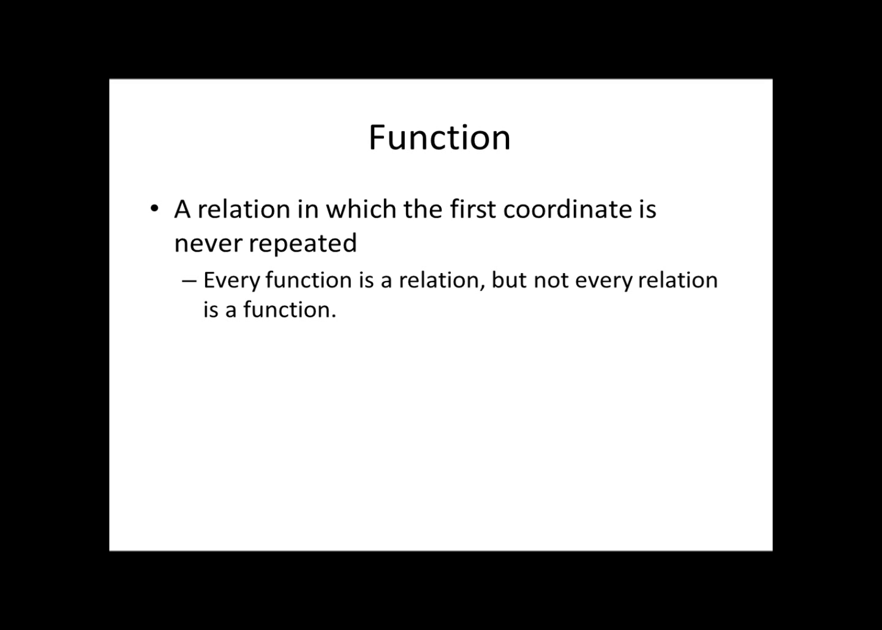Now, a function. A function is a relation in which the first coordinate is never repeated. That means that there's no repeats in our domain. Now, something to remember is that every function is a relation, but not every relation is a function. So if we say something is a function, it is by default a relation. But if we say something is a relation, it has to meet this criteria before we can call it a function.